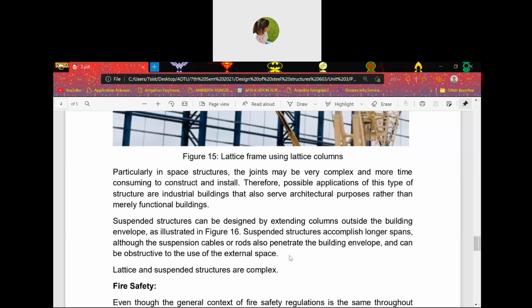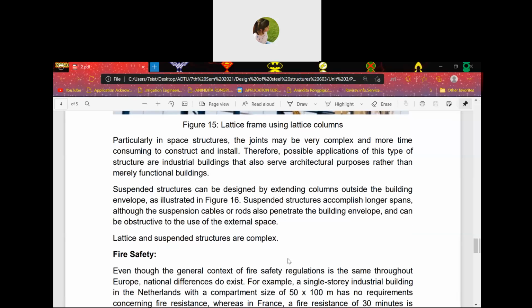So suspended structures achieve longer spans, even though the suspension cables or rods penetrate the building envelope and can be obstructive to the use of external space. So lattice and suspended structures are, in short, very complex structures.